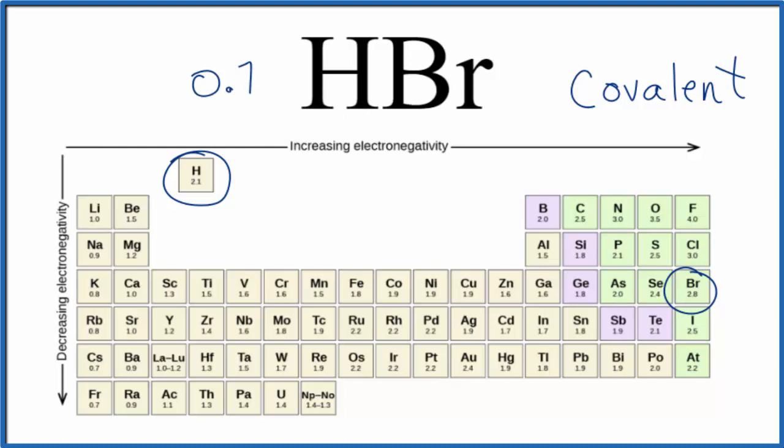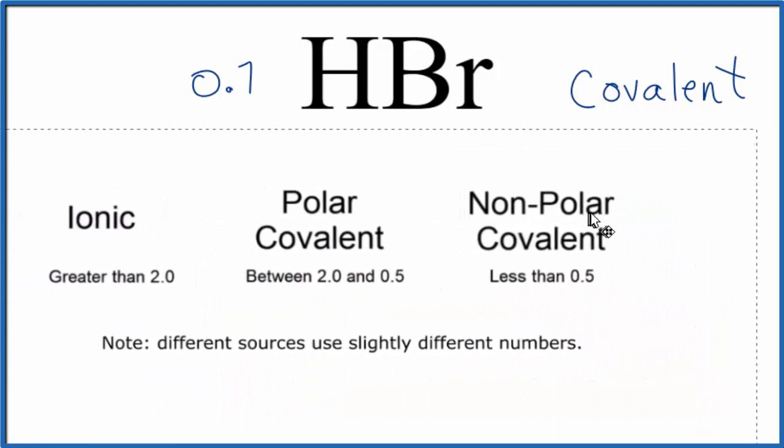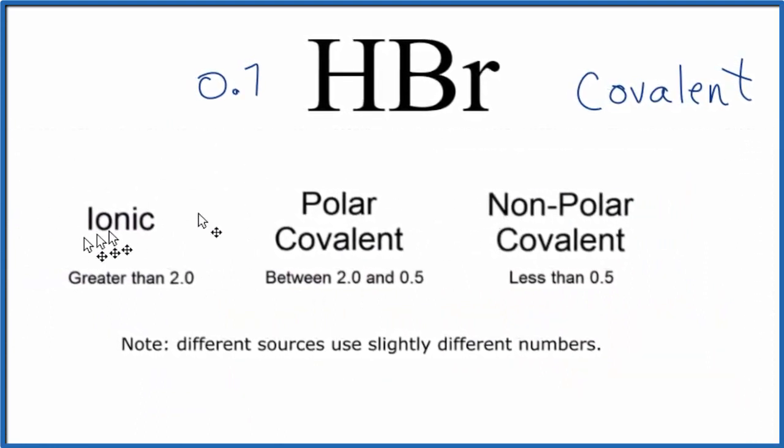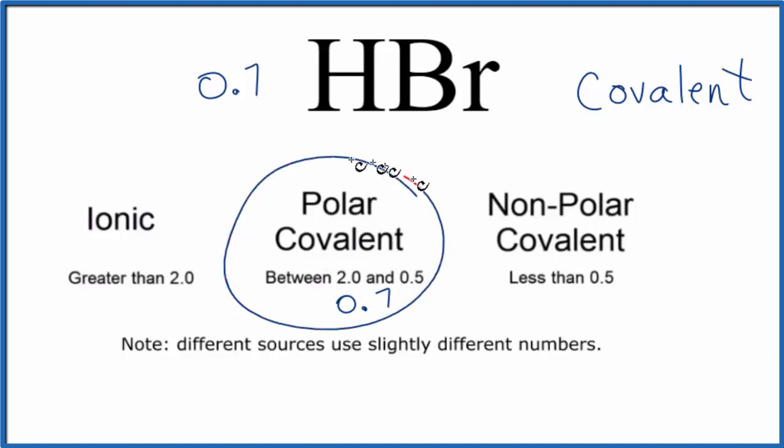When we think about whether a compound's ionic or covalent, it's more of a continuum from ionic to covalent, and then in between, we have polar covalent. So with a difference of 0.7, that means that HBr is going to be a polar covalent compound, and the electrons that are shared between the hydrogen and the bromine are going to be shared unequally, more towards the bromine. So based on the periodic table and based on the difference in electronegativity, we consider HBr, hydrobromic acid, to be a covalent compound, a polar covalent compound.